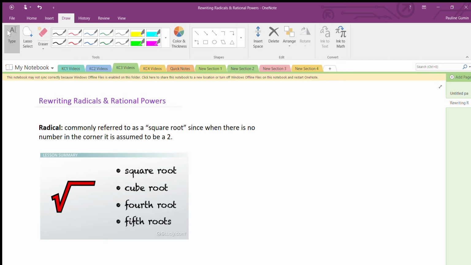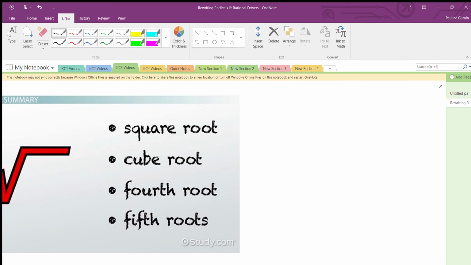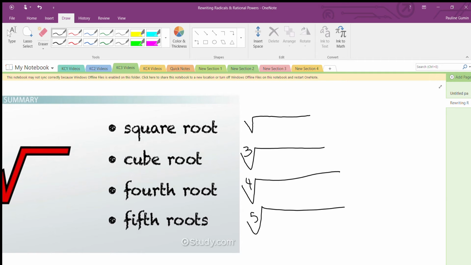Now, first things first, let's define radical. A radical is usually referred to as a square root, and that is only a square root when there's no little number in its corner, in that little check mark. However, we have several kinds of radicals, well, actually, probably an infinite amount of them. We have a square root with that invisible 2 in its check mark. We have a cubed root with the 3 that's visible in its check mark, 4th root, 5th root. So that check mark officially is called an index.